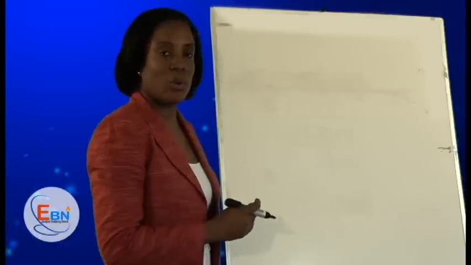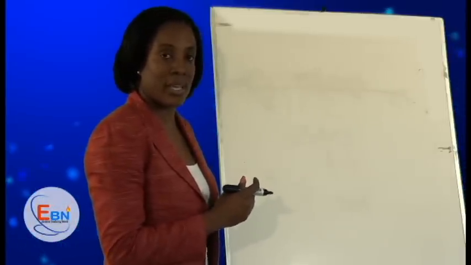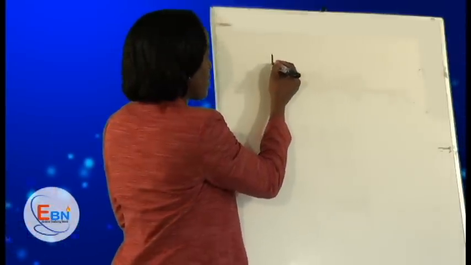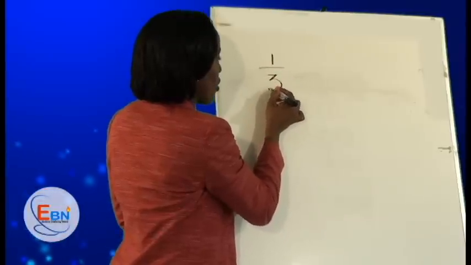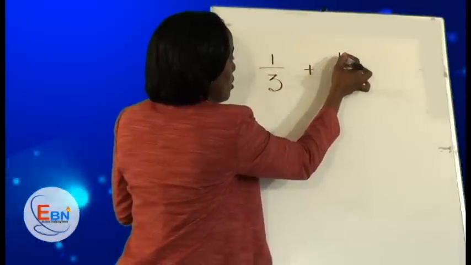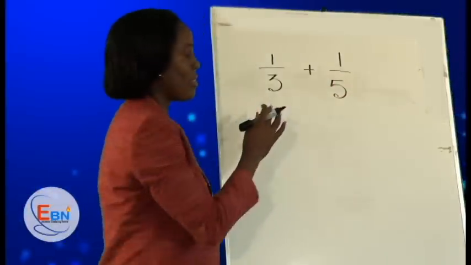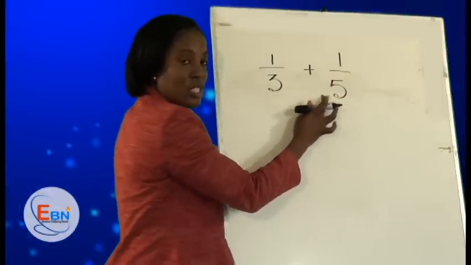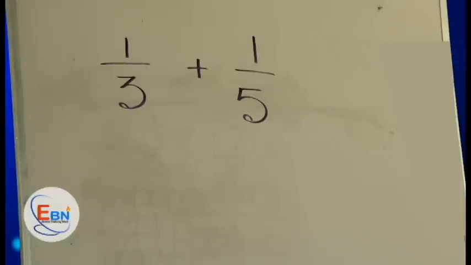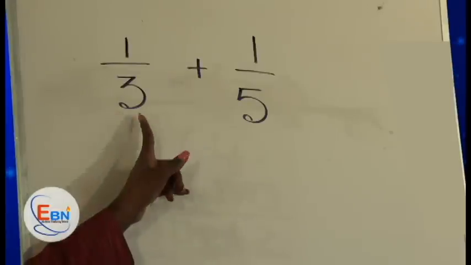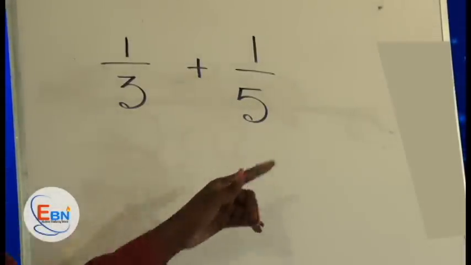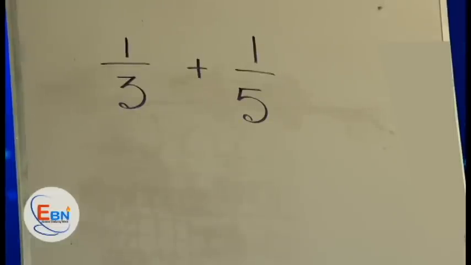So let us quickly go through why we find LCM. Taking the example, a third plus a fifth, we realize that these are of different fractional parts. So remember, students, that in order to add fractions which are of unlike denominators, for example, a third and a fifth, we must rename each so that they become like fractions.